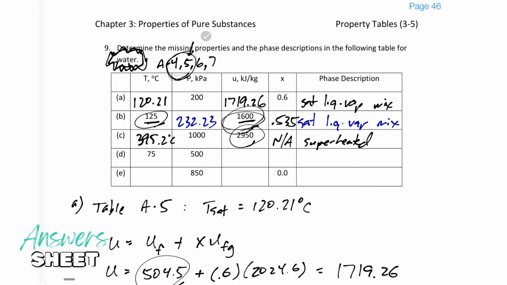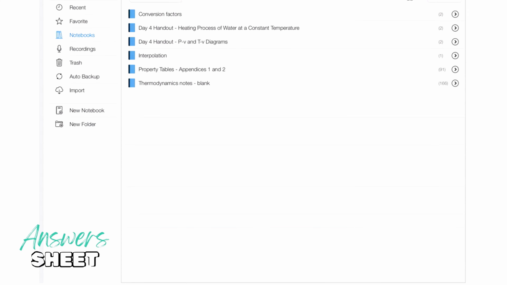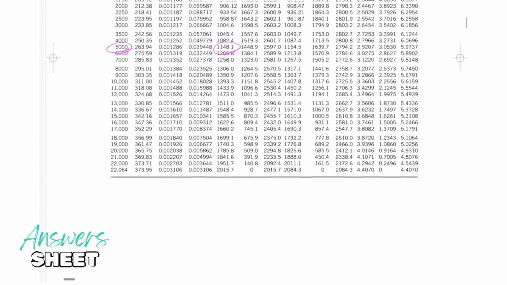Should I go to A4 or should I go to A5? Either one should tell you the same thing. If you have time, go to both of them. I think it makes more sense to go to the pressure table, because pressure is more logical than temperature. I go to the pressure table. Let's go to a pressure of 500 kPa, and let's see what this temperature of 75 means. A pressure of 500 kPa from table A5.